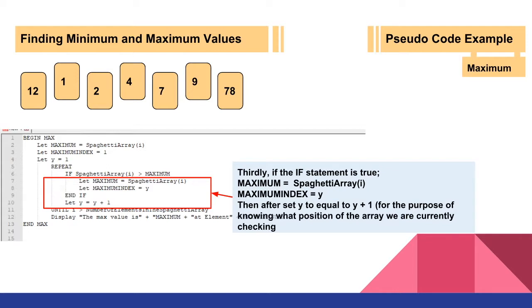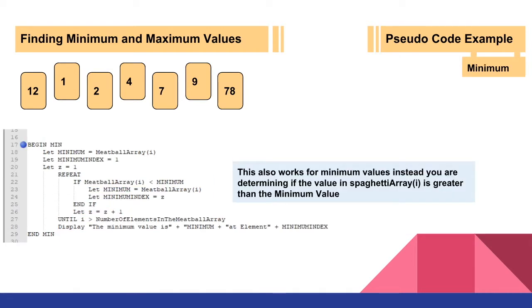Finally, after all the values in the array were considered, it will display the results. This same pseudocode can also be used for finding the minimum values, where instead you are determining if the spaghetti value is less than the minimum variable.